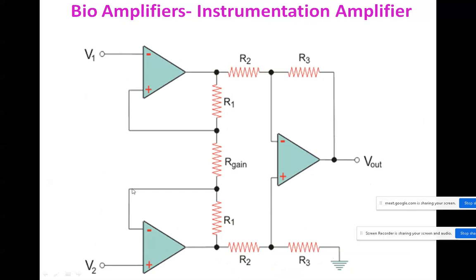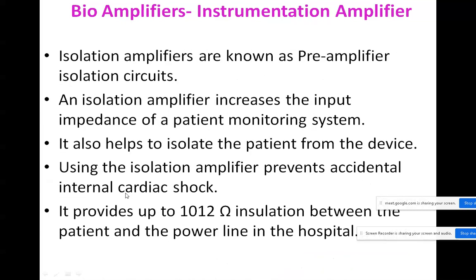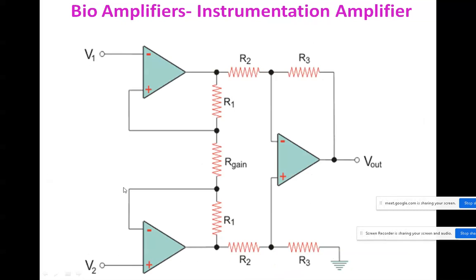Okay, left side of the instrumentation amplifier. That means the entering port, or input side, of the instrumentation amplifier. So at the output side only, we will be using the differential amplifier. The third op-amp is the difference amplifier, and it is the output of the instrumentation amplifier. The output from the difference amplifier will be V out, which is the difference between the 2 input signals given at the inverting and non-inverting terminals, V1 and V2.